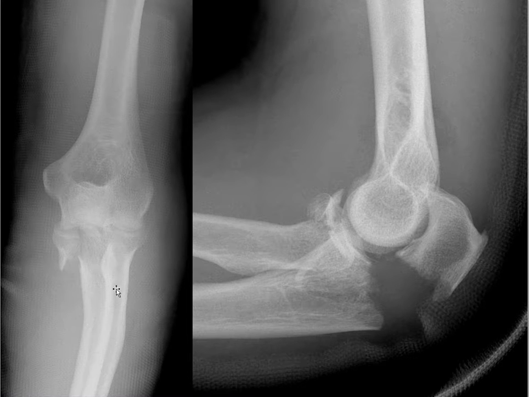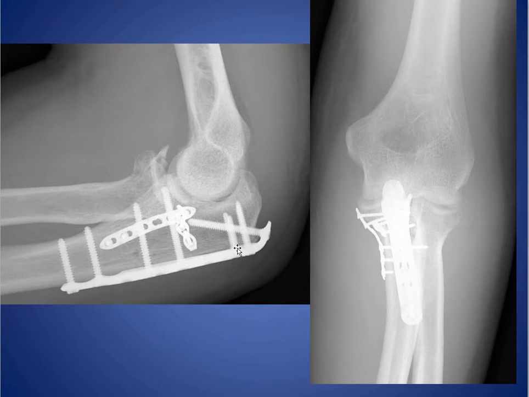Also associated in this elbow injury was a radial head fracture. This is post-reduction and internal fixation of that olecranon fracture. They used plates and screws to reduce the fracture fragments.